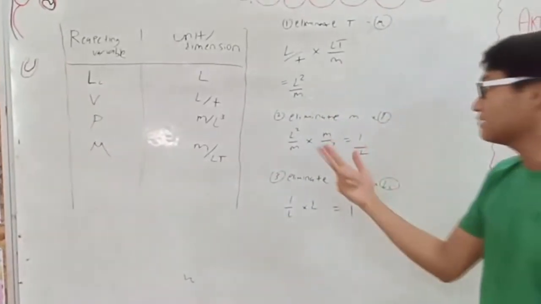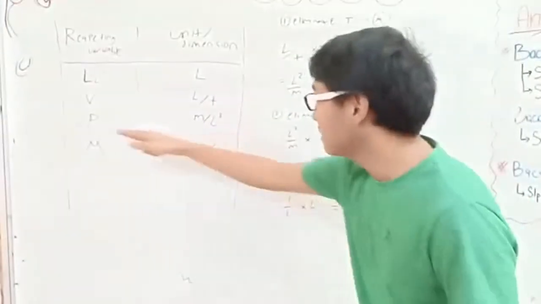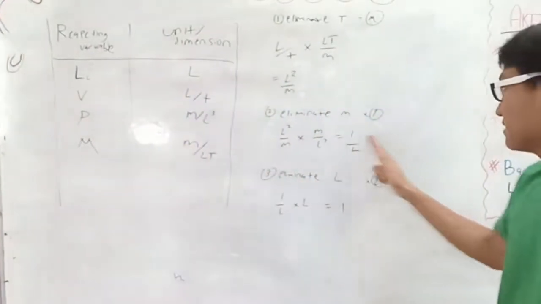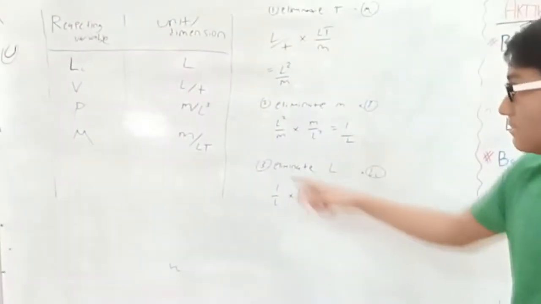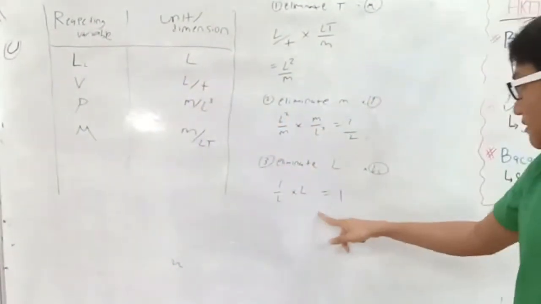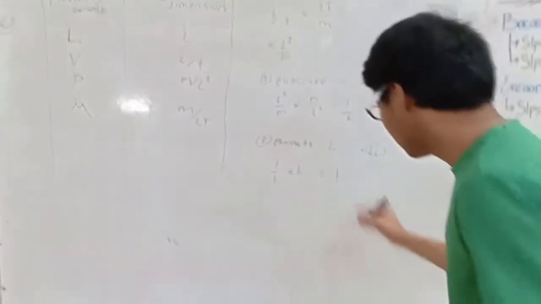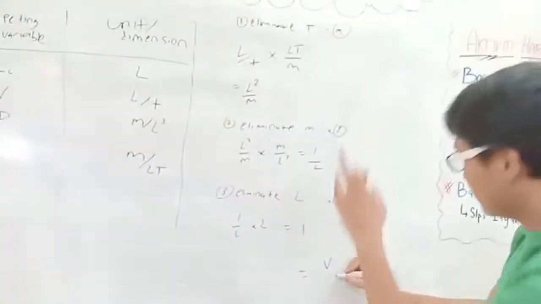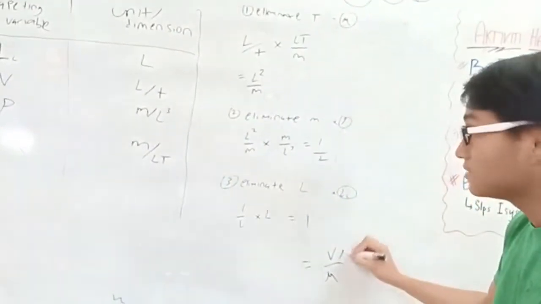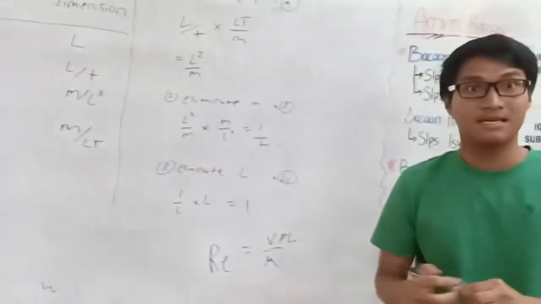Then second, we eliminate m. To eliminate m, we multiply with rho because it has m, and then we get 1 over L. Then we eliminate L. So 1 over L, we eliminate L, we get 1. So this is dimensionless. There is no dimension. So the Reynolds number would become velocity divided by mu times rho times L. So that is the Reynolds number. That's all from me. Thank you.